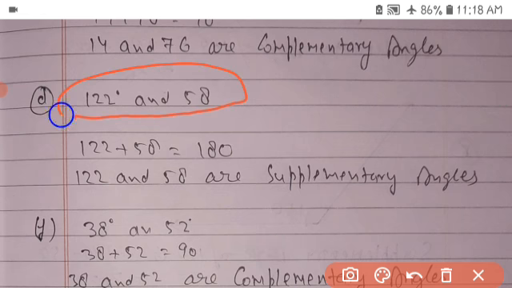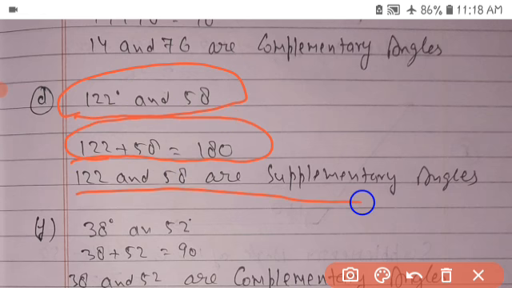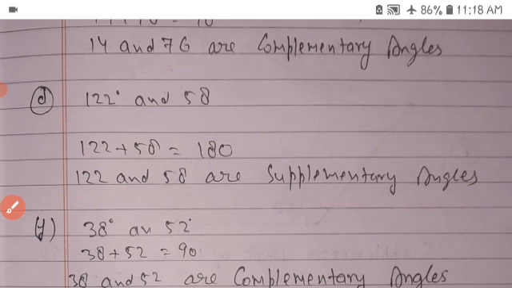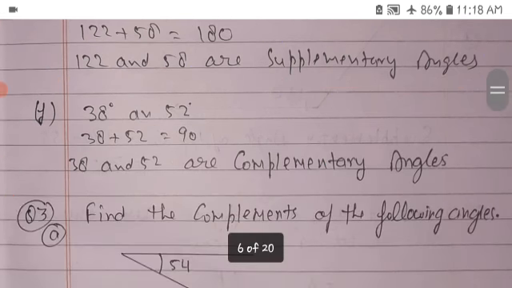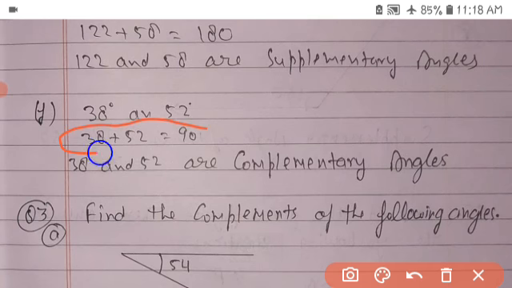122 and 58 degrees. 122 plus 58 is equal to 180 degrees, so these are supplementary angles. 38 plus 52 is equal to 90 degrees, so these are complementary angles.